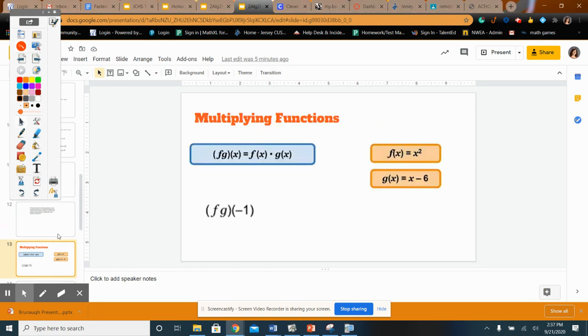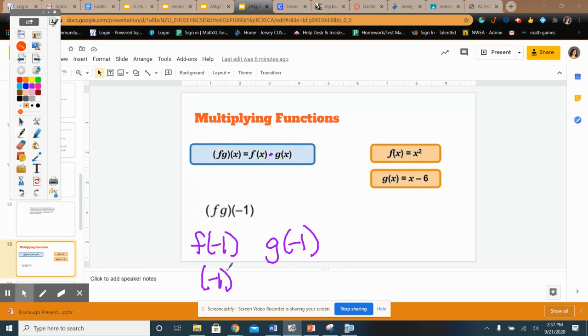So what about multiplying functions? This is really important. You can write f of g like this, or you can put a solid dot there. And the rules are just going to be the same. F of -1 times g of -1, and multiply the answers together. F of -1 would be -1 squared, which is 1, times g of -1, which would be -1 minus 6. So 1 times -7, and I'm going to get -7.